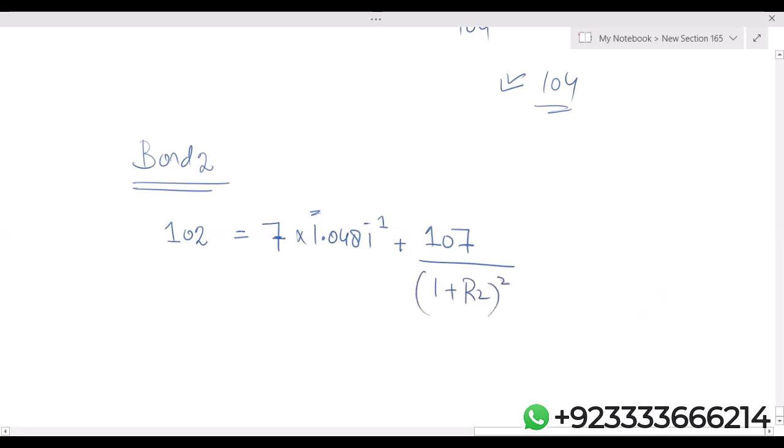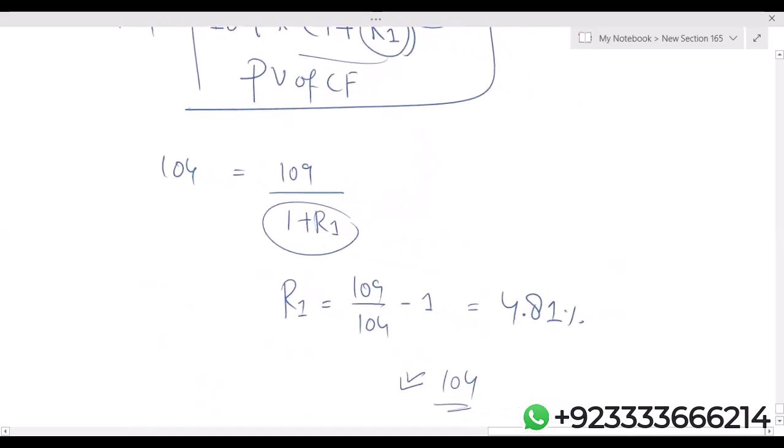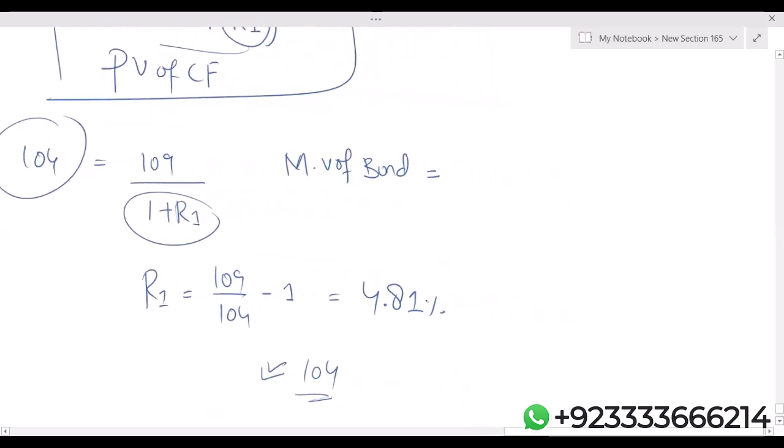Okay, now first come here, this one. Please look what I'm doing. Market value of bond is equal to interest plus redemption amount. Am I right? Interest plus redemption amount.